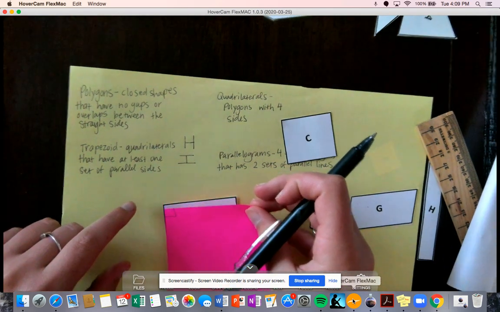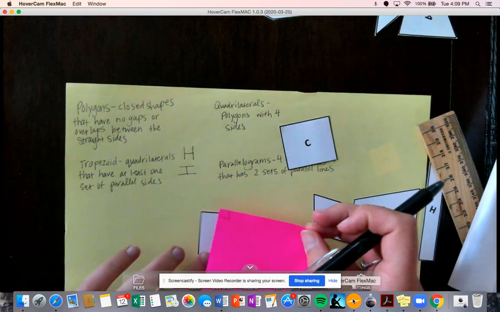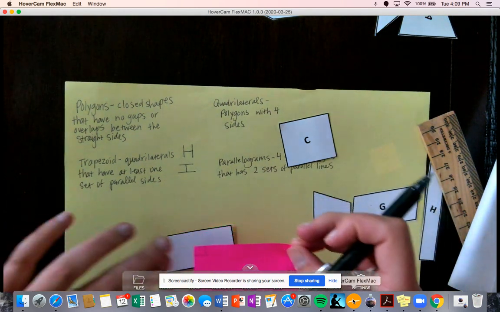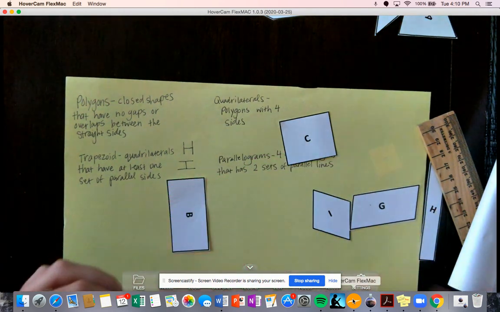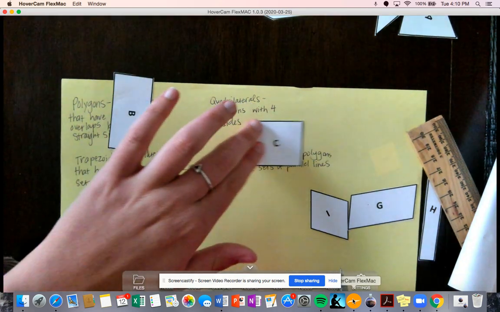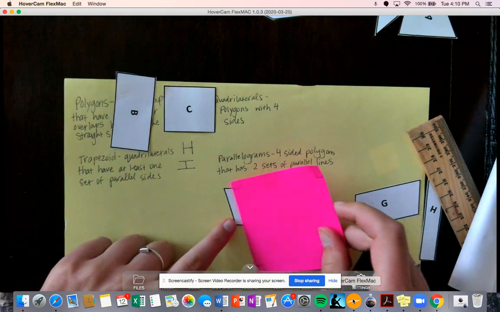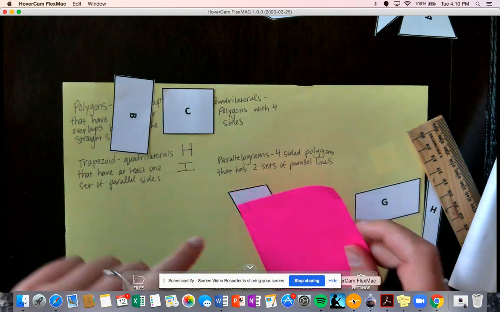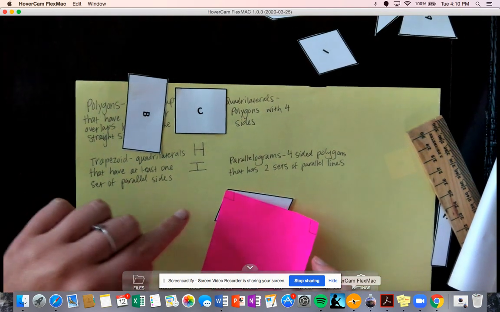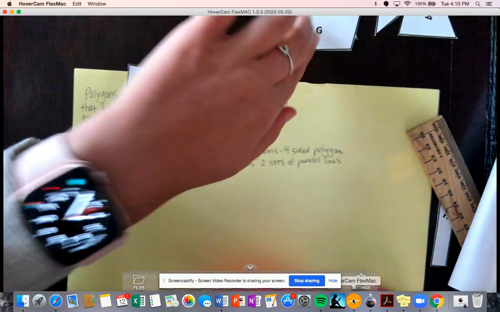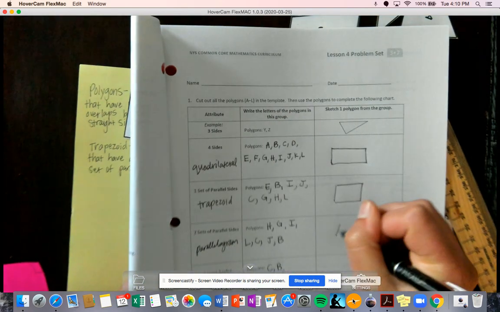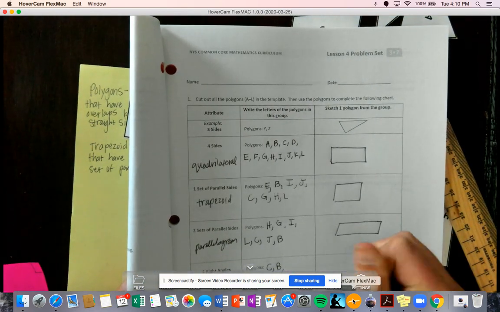B, 1, 2, 3, 4. So B has 4 right angles. I does not. And G does not. So I only have 2 so far that have 4 right angles.